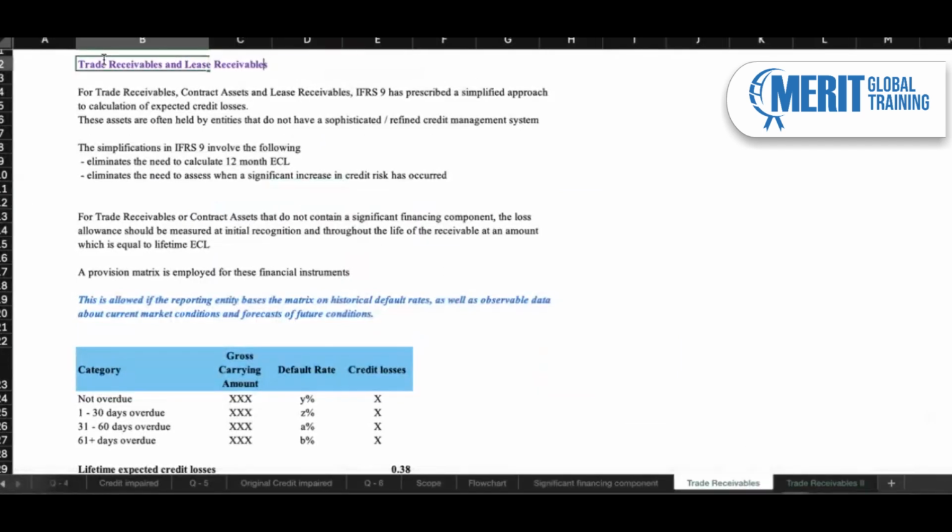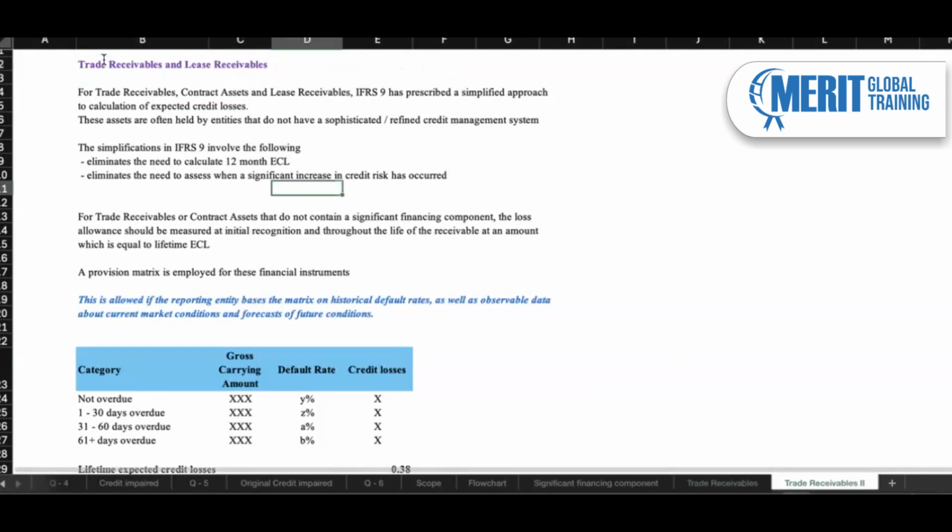So this is not trade receivables and lease receivables. This is trade receivables and contract assets without a significant financing component. And this is trade receivables and contract assets with a significant financing component plus lease receivables.